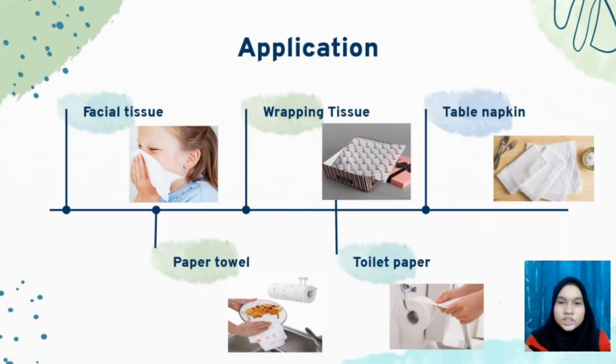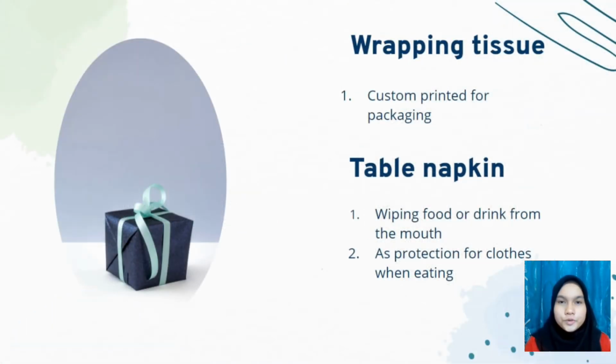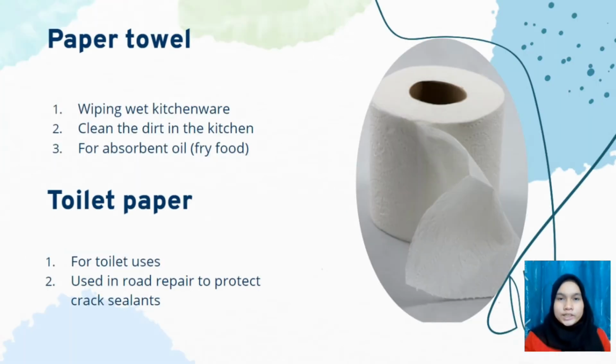Here are the applications of tissue paper. First, we have facial tissue, used to clean the face, hands or spectacles and to cover the mouth when coughing or sneezing. Wrapping tissue we use for packaging, such as presents and so on. Table napkins we use to wipe food or drink from the mouth and protect clothes when eating. Paper towels are used to dry kitchenware, clean dirt and absorb oil from fried food, while toilet paper is generally for toilet use but is also used to repair and protect cracked sealant.